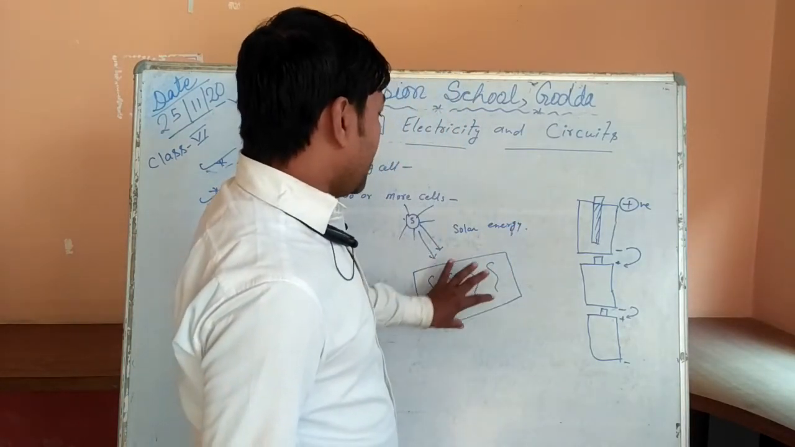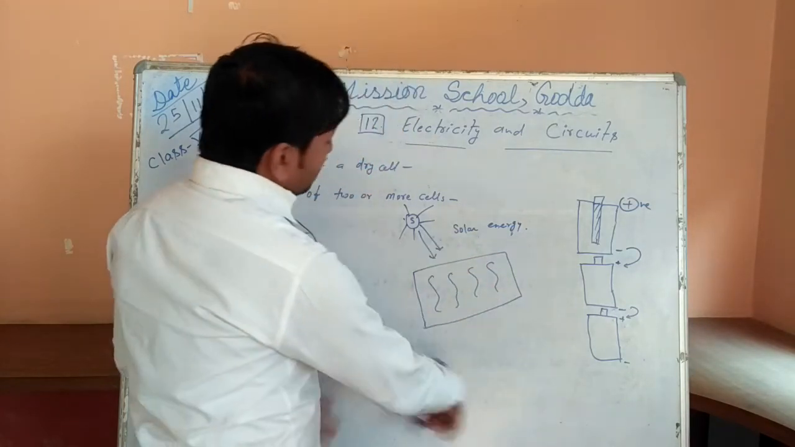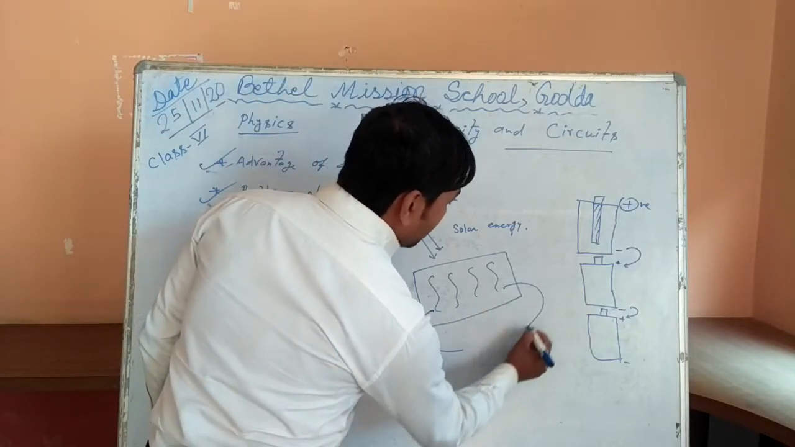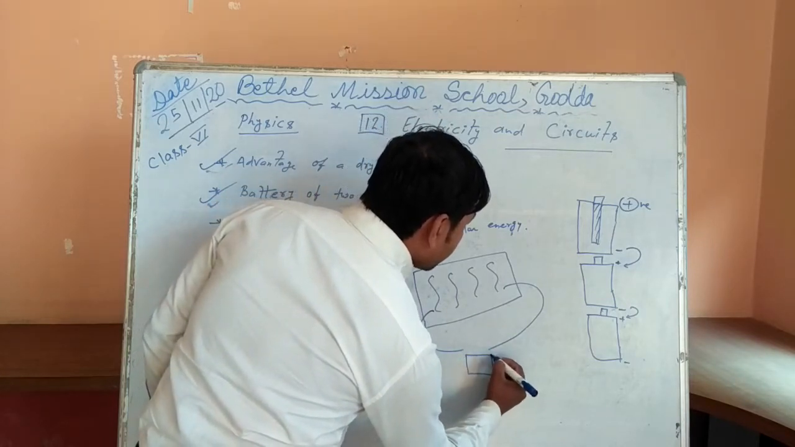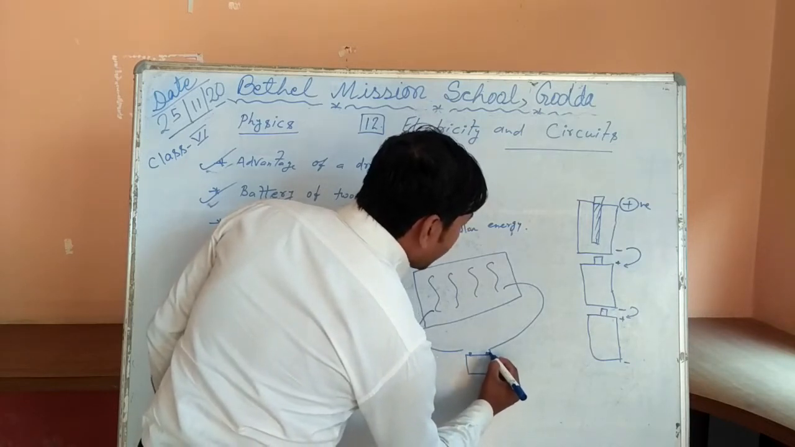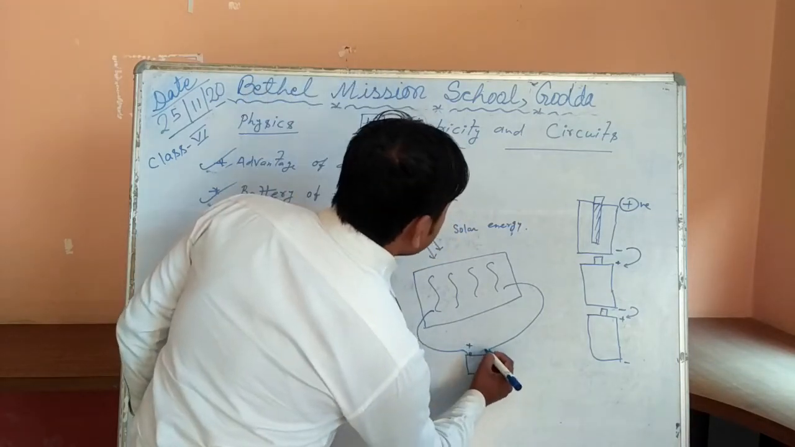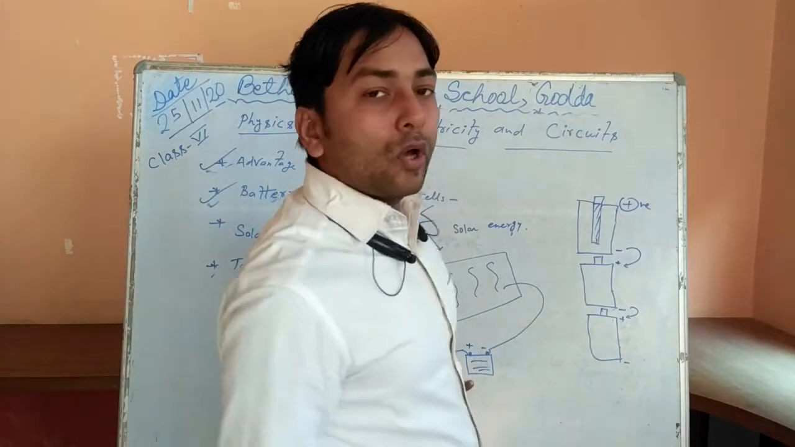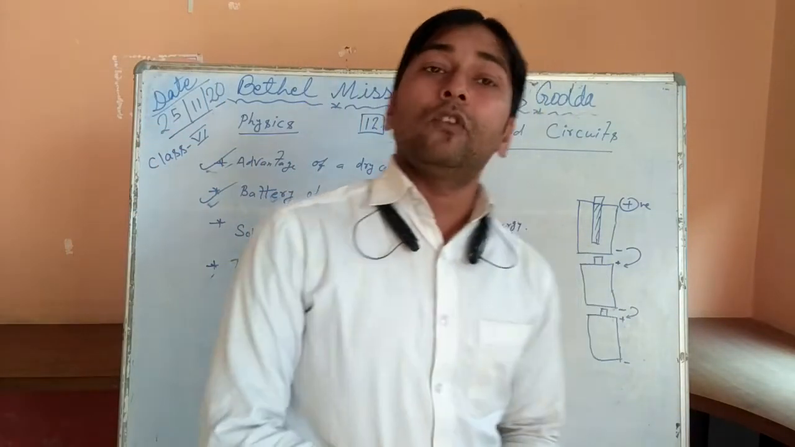Solar energy falls on the solar panel. This is the solar panel, and from the solar panel, one terminal is connected. Here we connect a cell. One is connected to one terminal and the other is connected to the other terminal. One is positive, the other is negative. That is a cell. That is a solar cell, or voltaic cell. It is called a voltaic cell.